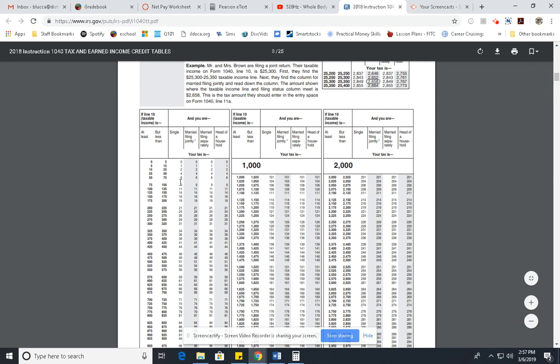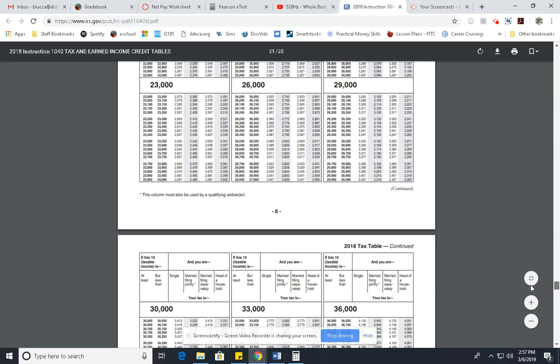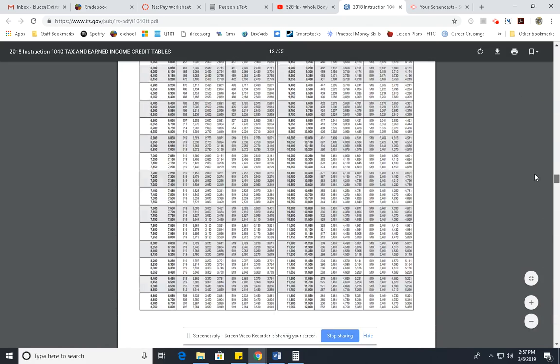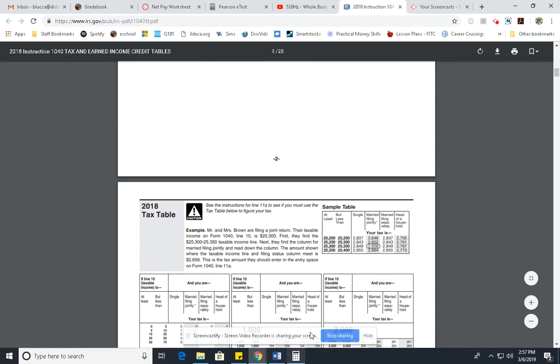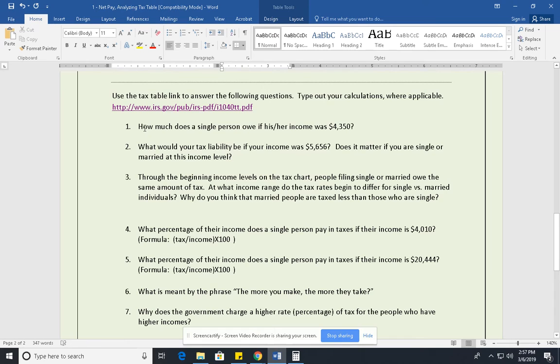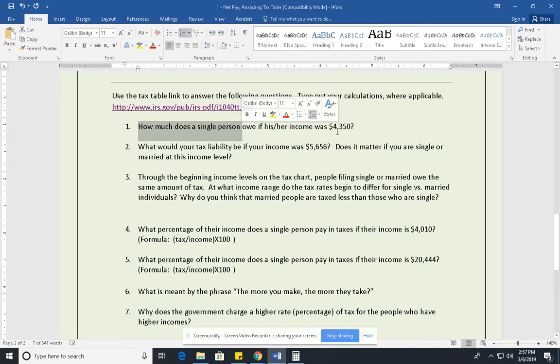So depending on what you make, this whole table is from $0 up to $100,000. If you make more than $100,000, there's a separate table you can look at. If you're lucky enough to make that money, that'd be great. Okay, so back to my sheet. I'm just trying to figure out how much a single person owes if their income is $4,350. Okay, so they made $4,000.